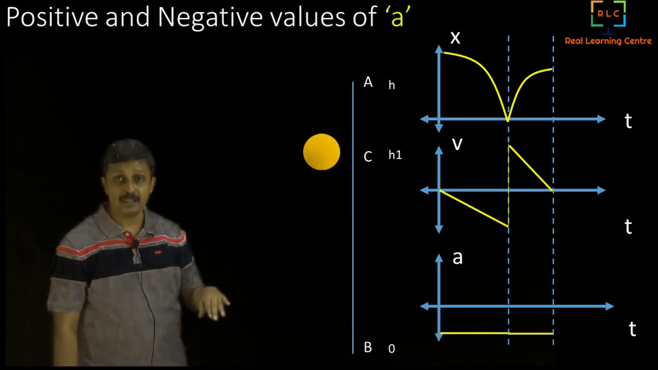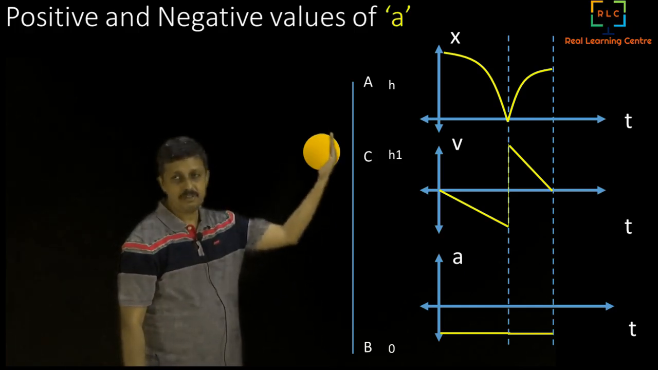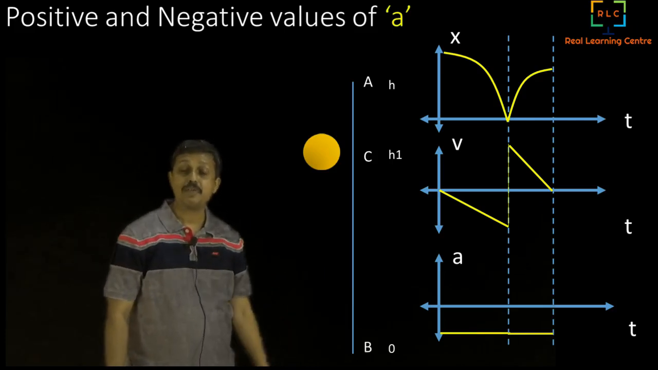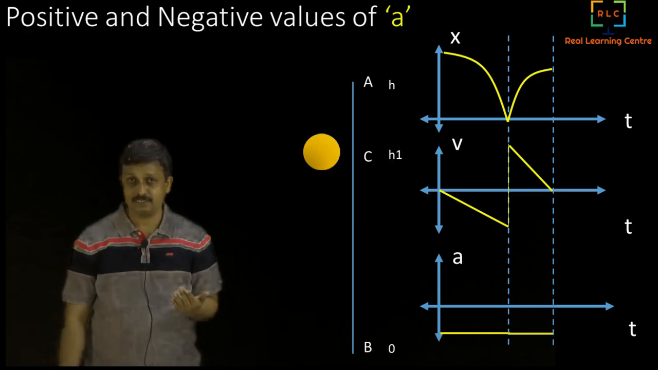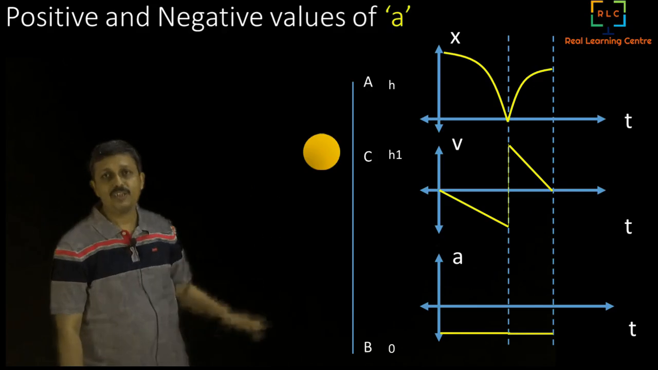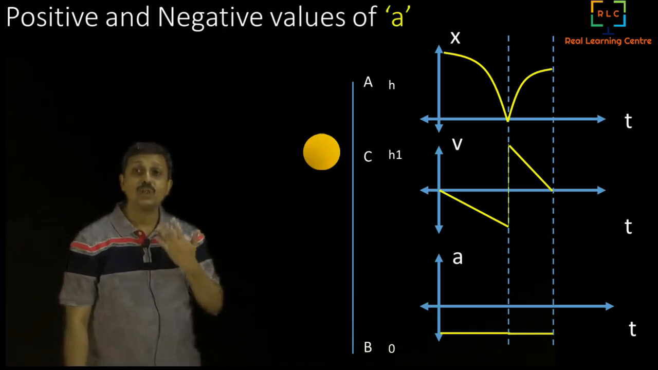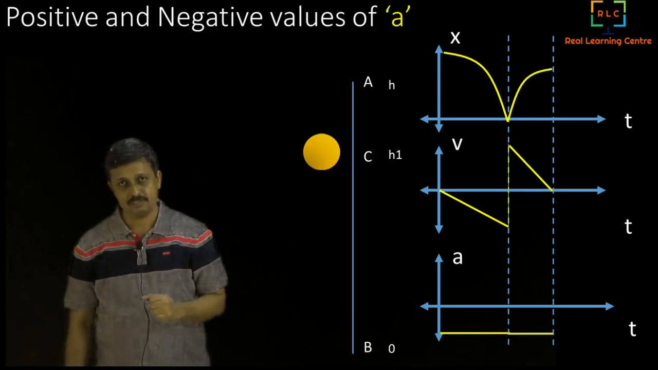Now in the second part, velocity is in the opposite direction, going up, but acceleration is still in the downward direction. Because of that, acceleration and velocity have opposite directions. When they are in opposite directions, the ball is slowing down. So whenever velocity and acceleration are in opposite directions, the object slows down. That is what we understand from this.